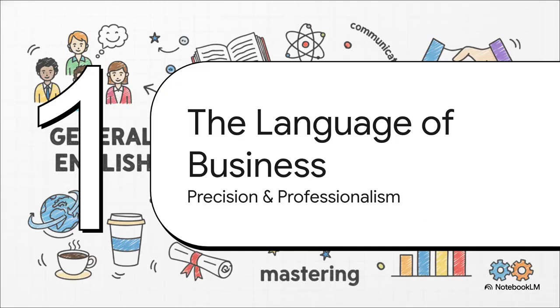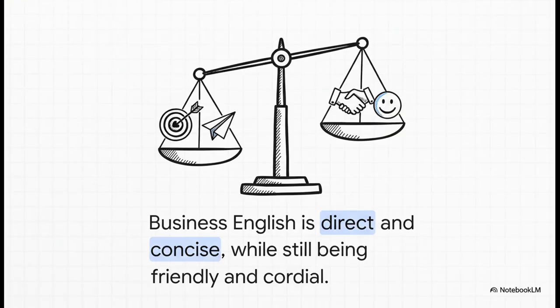Okay, so we have the formal, structured world of academics and the practical, social world of general English. But what about the workplace? Well, that brings us to our third major category, business English. And here, it's all about precision and professionalism. So here's the secret sauce for business English. It's a balancing act. You need to be direct and get to the point, because time is money, right? But you also have to be polite and friendly to keep those good working relationships. It's this perfect blend of clarity and warmth.